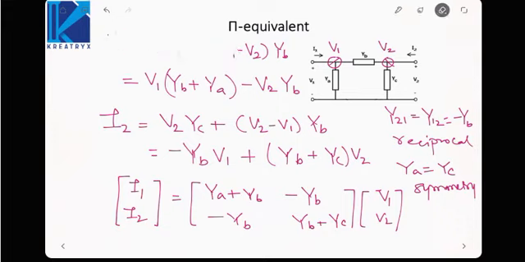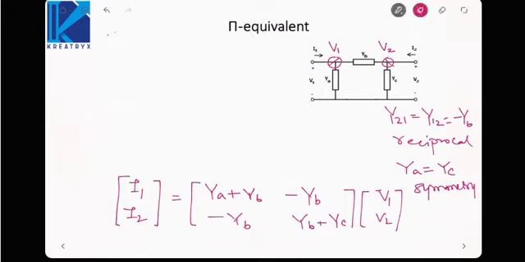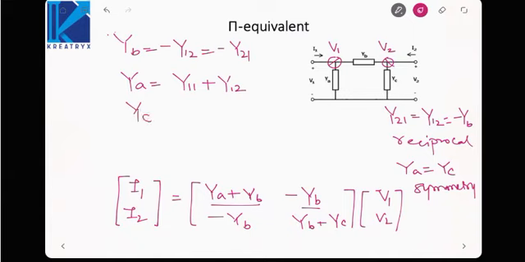Now if you want to express YA, YB and YC in terms of Y parameters, how do we write it? YB will be equal to minus Y12, which is equal to minus Y21, and YA will be equal to the sum of these two elements, Y11 plus Y12. YC will be equal to the sum of these two elements, that is Y21 plus Y22. So that is how we determine the Y parameters for a pi network.